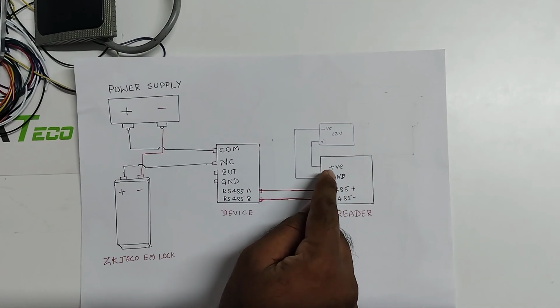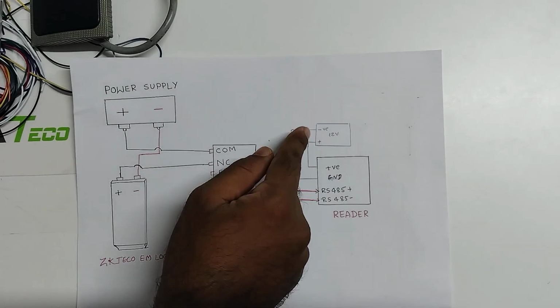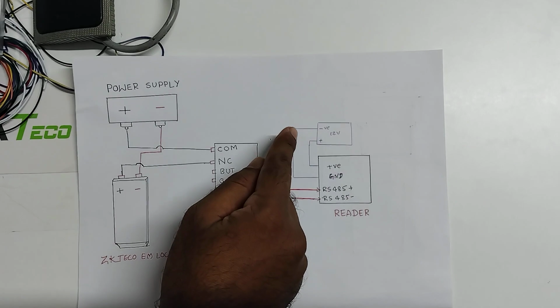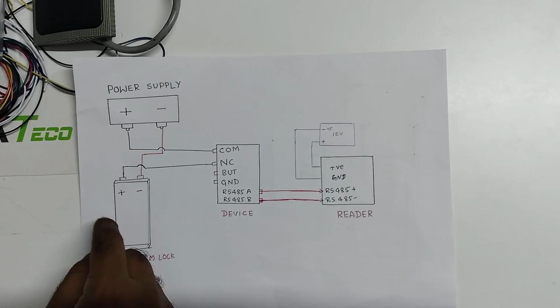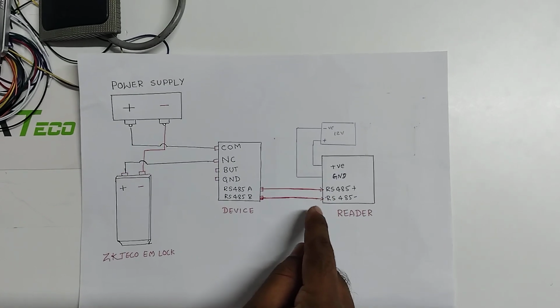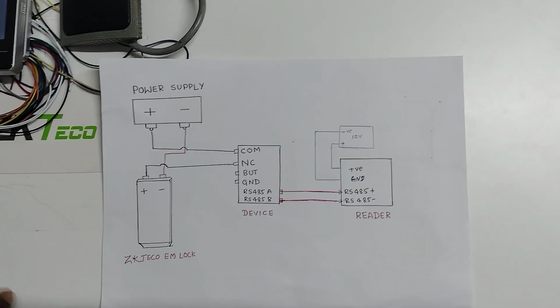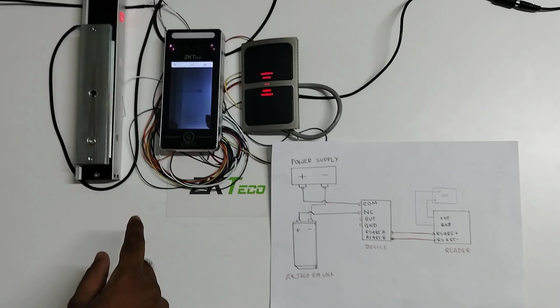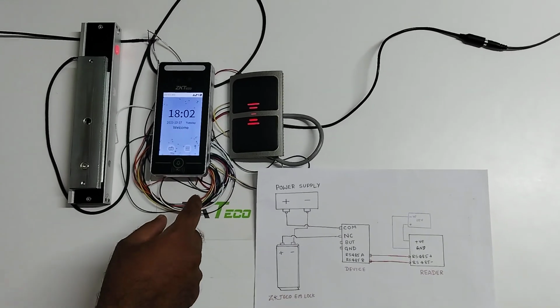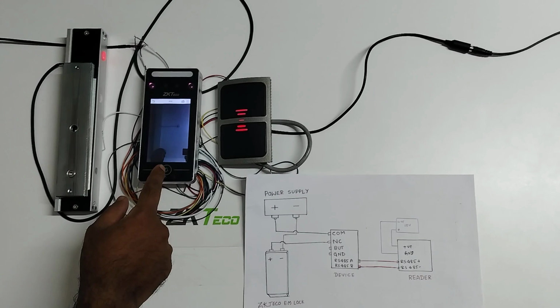So for that, from the reader, positive should be connected with the positive and ground should be connected with the negative. This is how we will do the connection for the ZKTeco EM-Lock, mini AC device with RS485 reader for the anti-passback. So now you can see here I am using the mini AC device for in purpose and RS485 reader for the out purpose. We have to do some changes in the settings now.